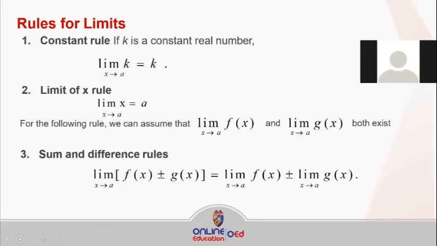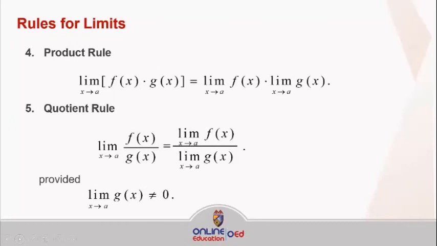And for the following rules, we can assume that yung limit natin ng f of x and g of x both exist. Then for number 3 natin, for the sum and differences rule, we have the limit of the function of x plus or minus g of x equals the limit of function of x plus or minus the limit of g of x. For the product rule naman, we have the limit of the function of x multiplied by the g of x equals the limit of function of x multiplied by the limit of g of x.